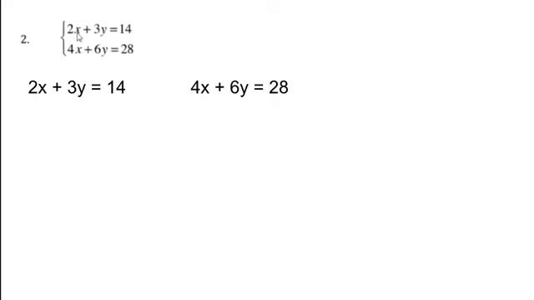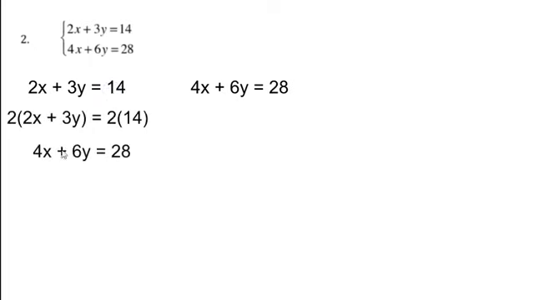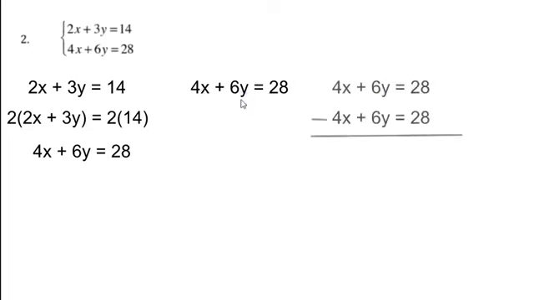In question 2, we're given the equations 2x plus 3y equals 14 and 4x plus 6y equals 28. Let's start by solving by elimination. When solving by elimination, we need to get the coefficient of either x or y in both equations to be the same. So I'm going to take the first equation and multiply both sides of the equation by 2. When I do that, I get 4x plus 6y equals 28, which is the same as my second equation. When I subtract these equations, I get 0 equals 0.